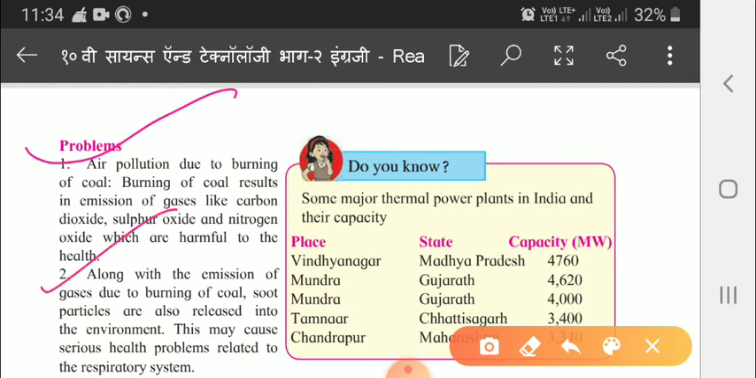Second, along with the emission, what is there? Due to burning of the coal, soot particles are also coming out into the atmosphere, so we can have respiratory system problems or health problems also. So what is soot? That is a black colored powder. This soot is formed due to unburned carbon particles. This part is cancelled.